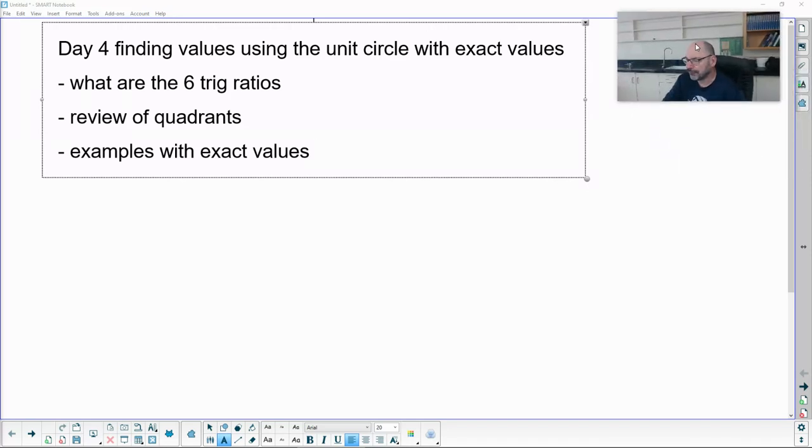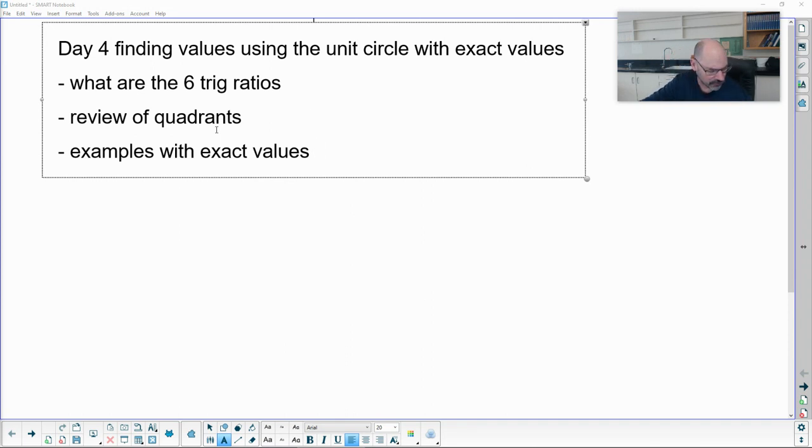Okay, so we're going to be looking at the six trig ratios that we're going to be working with through the term. There's six different ones. We're going to review what the quadrant system looks like in our unit circle. Then we're going to do some examples with exact values today, and tomorrow we're going to do examples with approximate values. So we'll start with what the six trig ratios are.